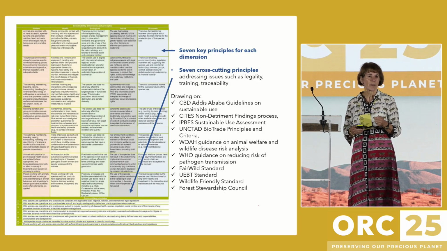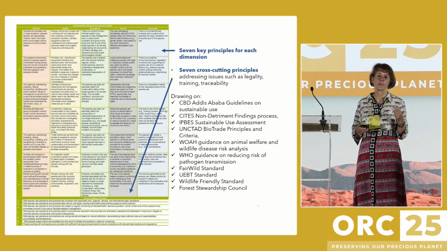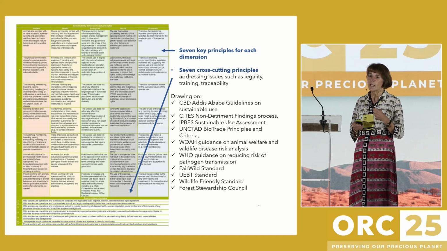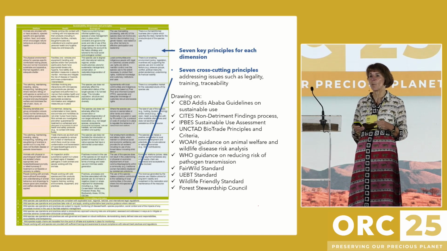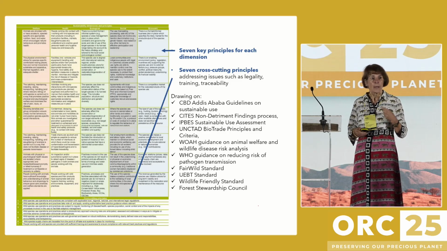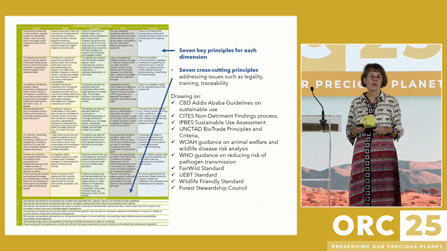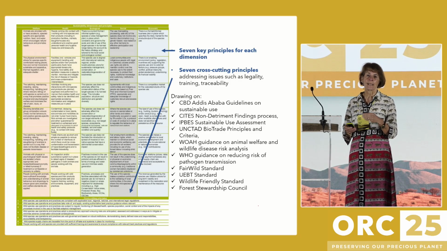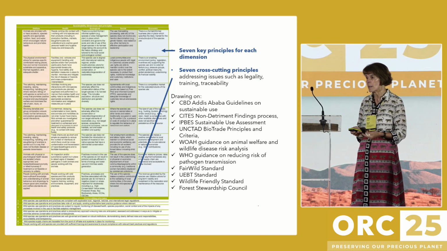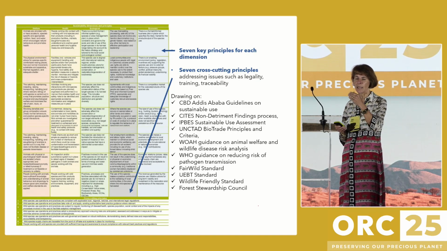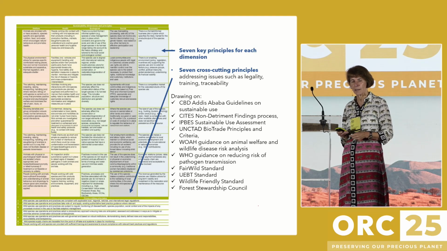So non-detriment findings is the assessment process that you carry out under CITES if you're contemplating exporting a species that's listed on one of the CITES appendices. And you have to conduct an assessment to prove that the trade in that species is not going to be detrimental to the survival of that species. So it just addresses the dimension of ecological sustainability.